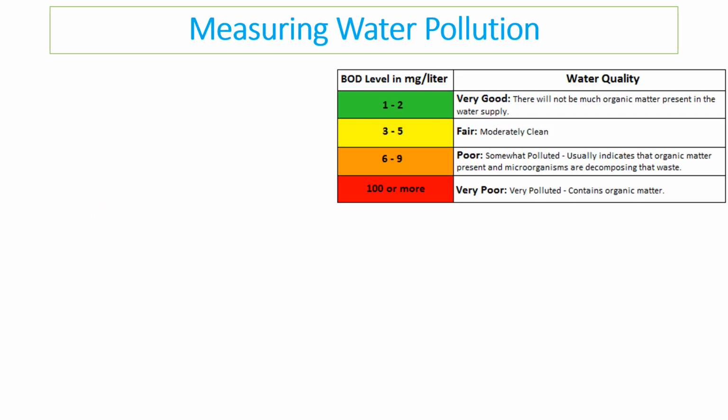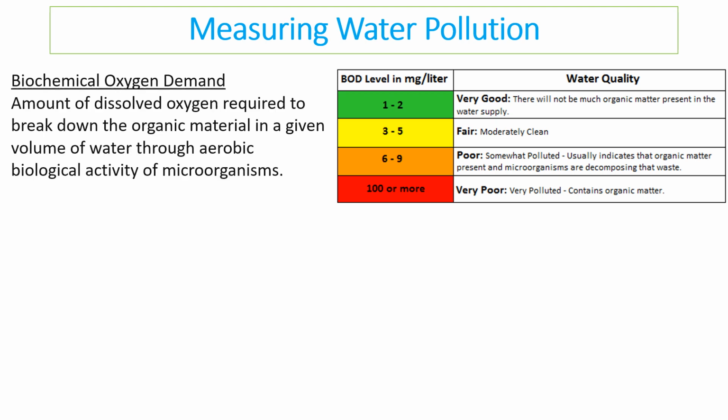We can measure water pollution in one of two ways. The first way is using biochemical oxygen demand, which is measuring accurately the amount of dissolved oxygen required to break down the organic matter in a given volume of water. If water is polluted, it might have a lot of organic matter, and microbes will use oxygen to break it down. So if you've got really polluted water, you may need a lot of oxygen to break down the pollutants. If little oxygen is needed, it's clean water.